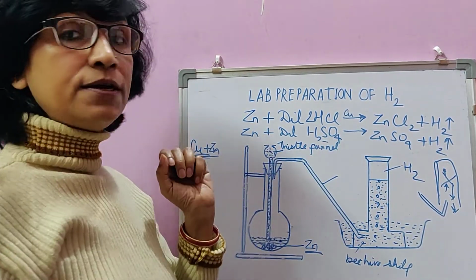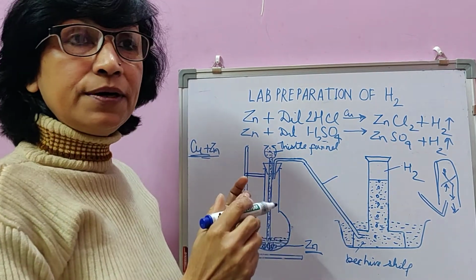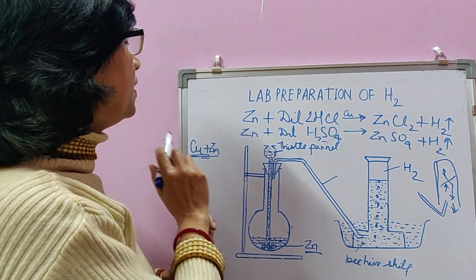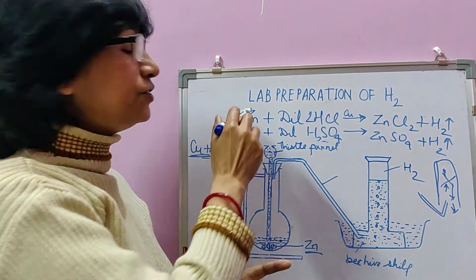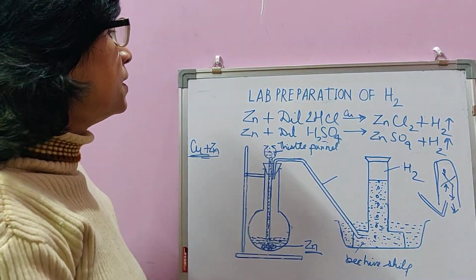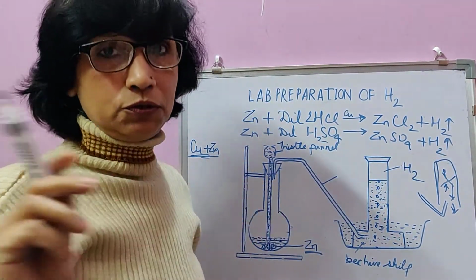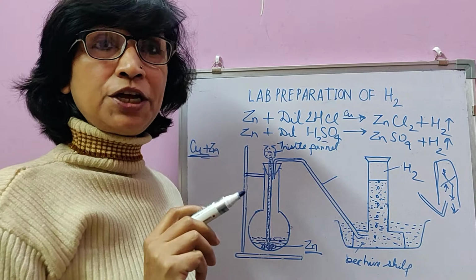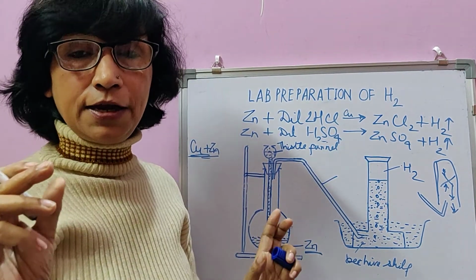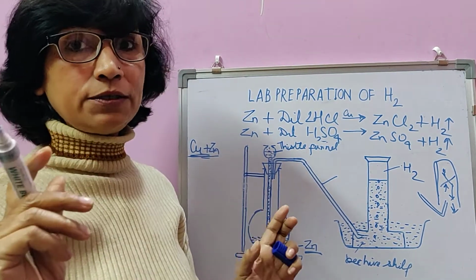Why do we use zinc? Because zinc is most suitable, being cheap, with a fairly good rate of reaction. There is a catalyst inbuilt in the impure zinc, which is even cheaper than the pure zinc, and these are the reasons. Other metals are not suitable. For example, if we take sodium and potassium, the reaction will be very vigorous and highly exothermic, so we don't use them. Calcium and magnesium are very costly.